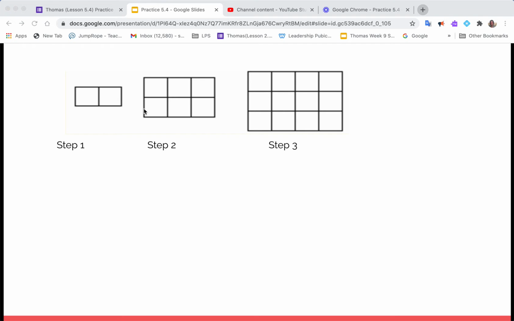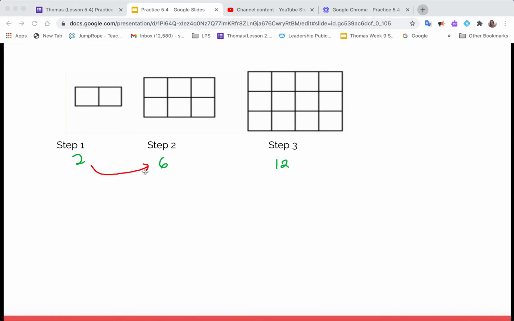So, how many total squares do I have in each step? In step one, there are 2 squares. Step 2, I have 6 squares. Step 3, I have 12 squares. Quite similar to our previous question.